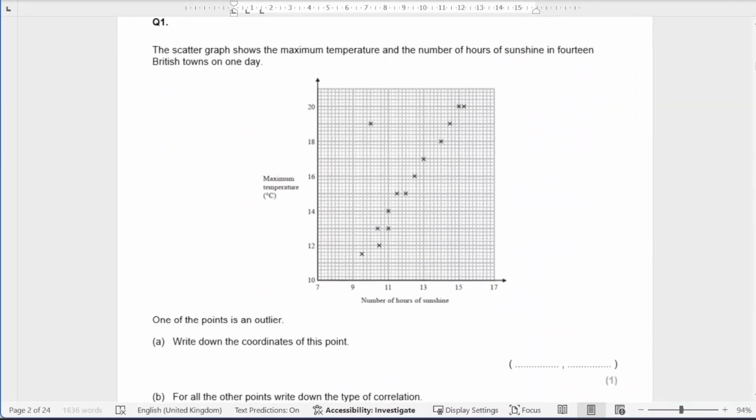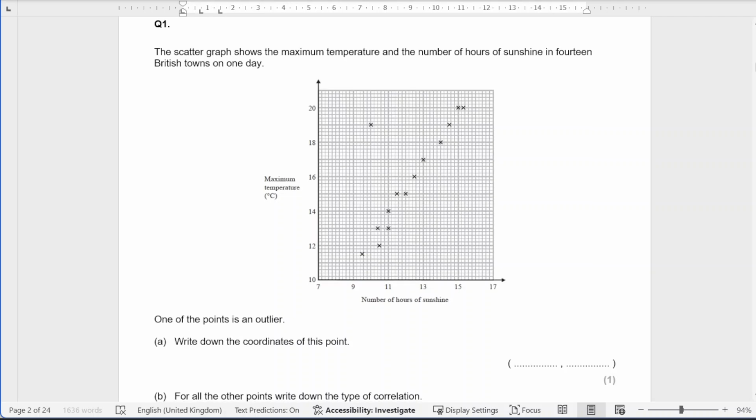So we've got a scatter diagram: maximum temperature and number of hours of sunshine in 14 British towns on one day. One point is an outlier. Which one is the outlier? This is going to be our outlier. So I always go for the process of circling the one that you're going to describe. So I circle it first of all, and then write down the coordinates.